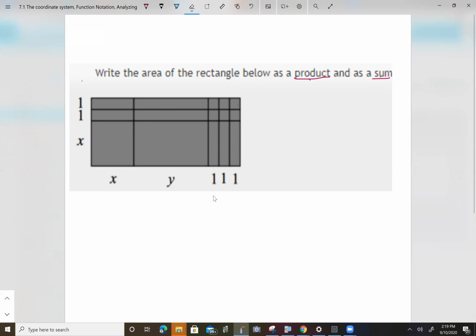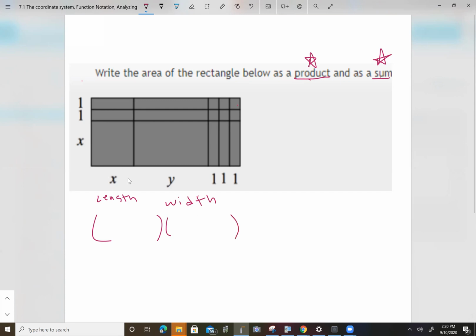But the first one is with algebra tiles, finding the area as a product and as a sum. And there's going to be one question like this. So I already have the length and the width of this rectangle, so I can just write it as a product, right? Because I just need to put the length in one set of parentheses and the width in another set of parentheses.